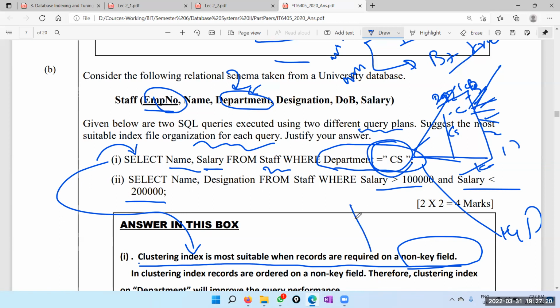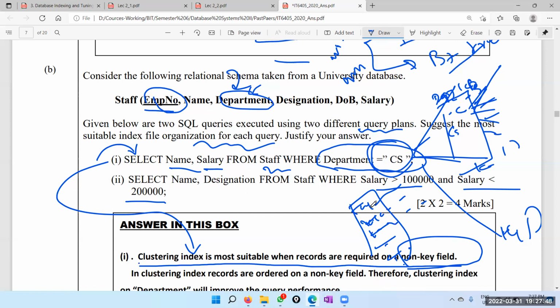So usually when it comes to range query, we prefer to go for B+ tree, because then those records having those salaries will be in the nearby blocks. Maybe 100,000, 110,000, 120,000. So those records will be in either one block or maybe one or two nearby blocks. So therefore, usually B+ tree is the physical level we need.